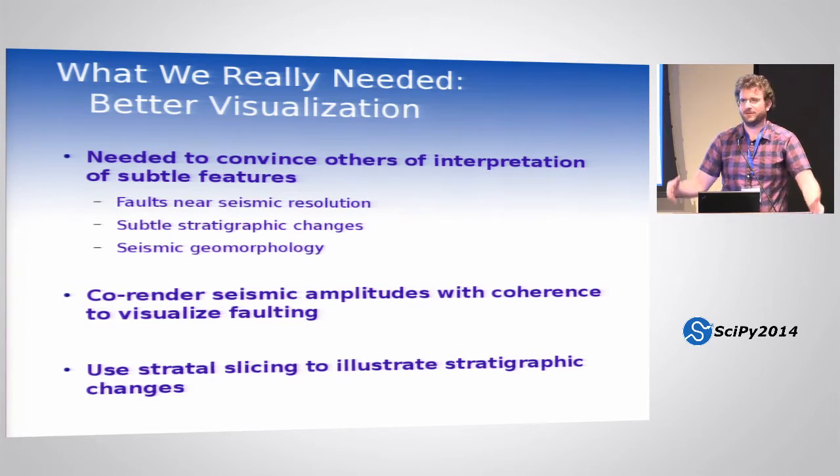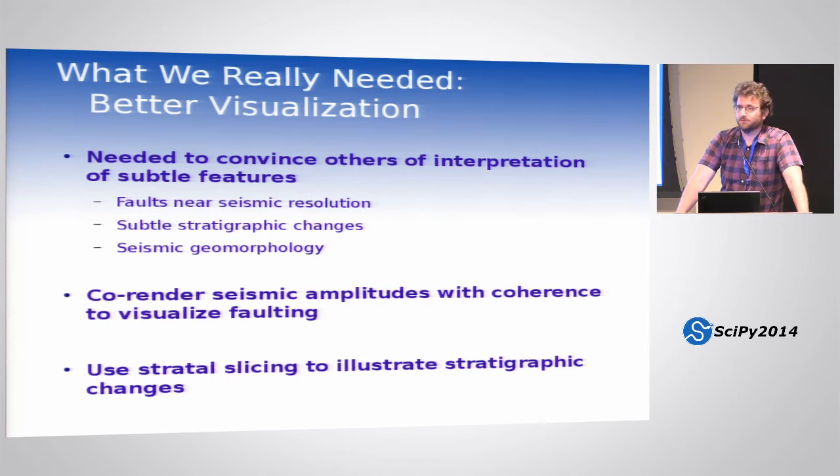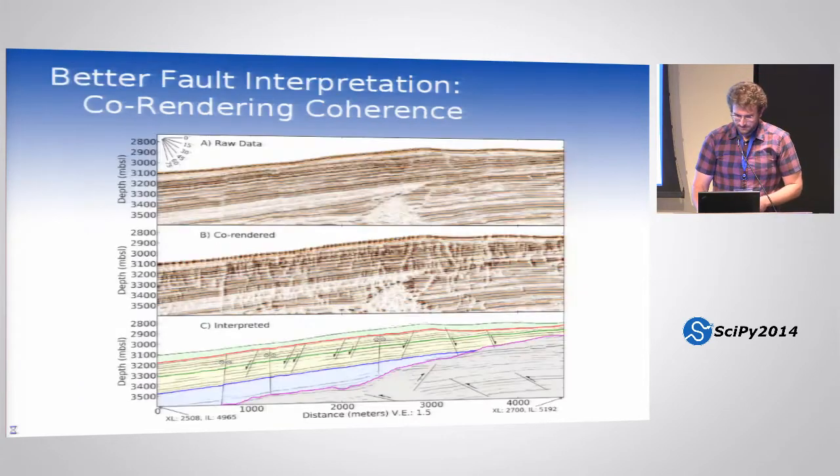Now, if you don't know what that means, it just means what it looks like in map view, essentially, so looking down from the top. So to do that, one of the useful tricks, you can co-render an attribute called coherence, which is basically a similarity comparison with the regular seismic amplitude you look at, and it really shows faults well. So I'm going to give some examples of that and some other examples of co-rendering other things. Co-rendering just means blending multiple volumes, multiple different attributes. And then also use some stratal slicing, and I'll explain what that is later on, to kind of show these subtle stratigraphic changes.